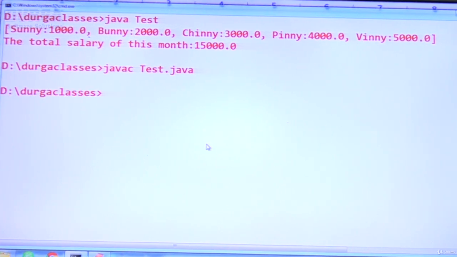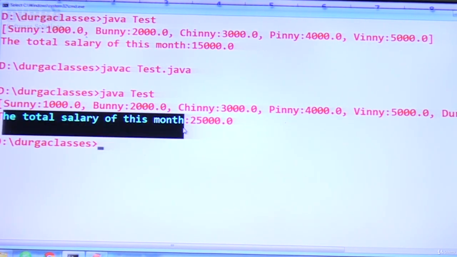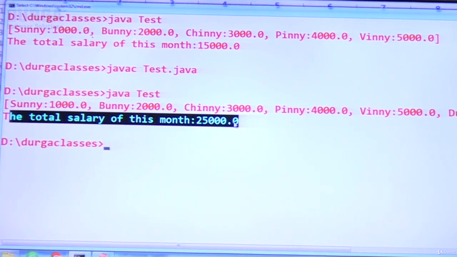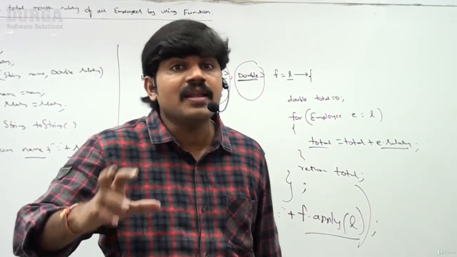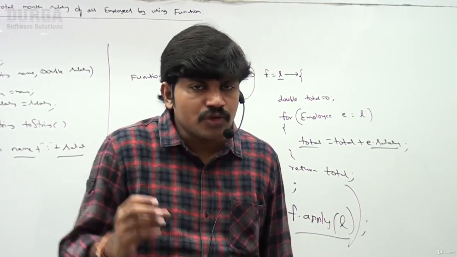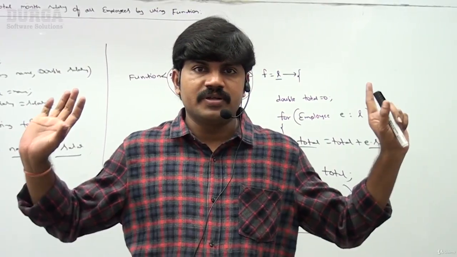Let me execute. Yes, perfectly. The total monthly salary is 25,000 rupees. Okay, that's all. This is the way you can use a functional interface to evaluate the total monthly salary of all employees. Clear?